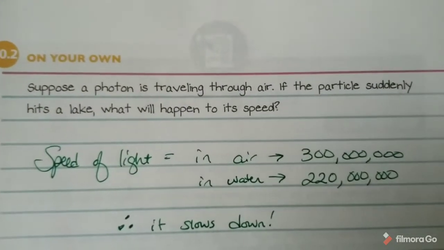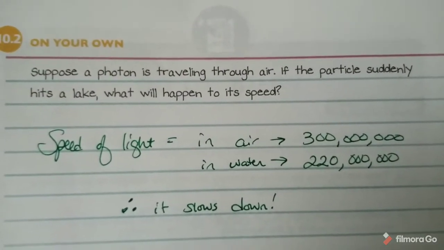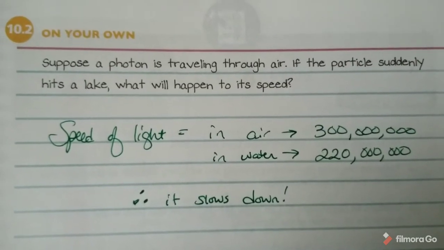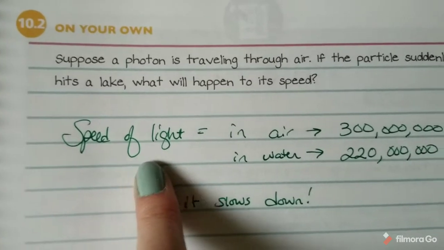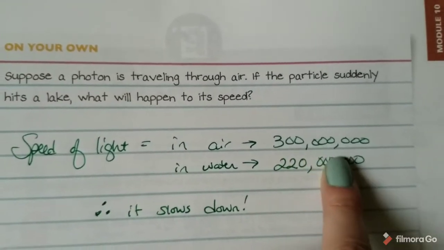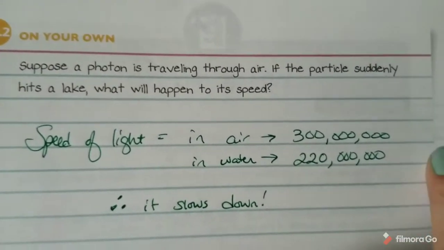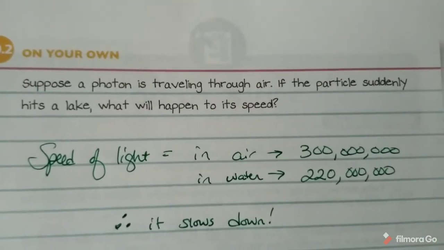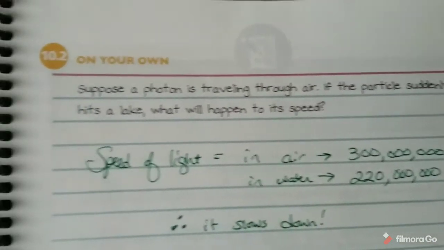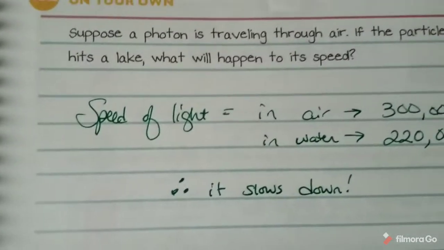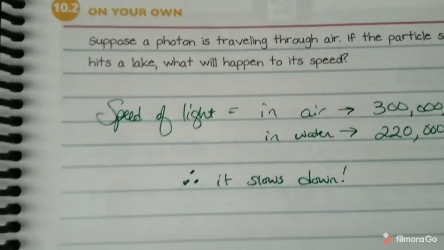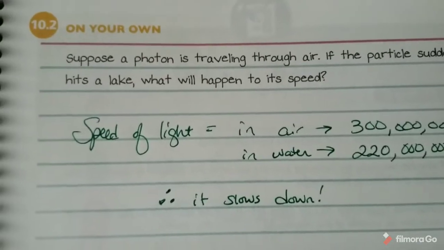All right, suppose a photon is traveling through the air. If the particle suddenly hits a lake, what will happen to its speed? Splash. All right, the speed of light in the air is 300,000, was it meters per second? And then in water, according to, how does Mrs. Wigton know all this? All right, let me tell you. Because it was on, I'm going to find it here.